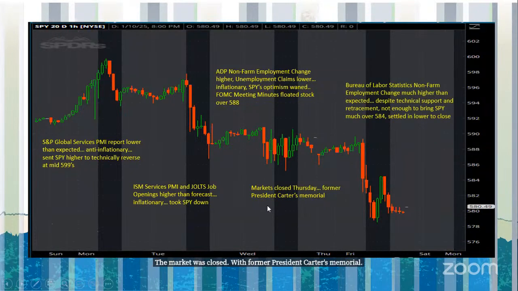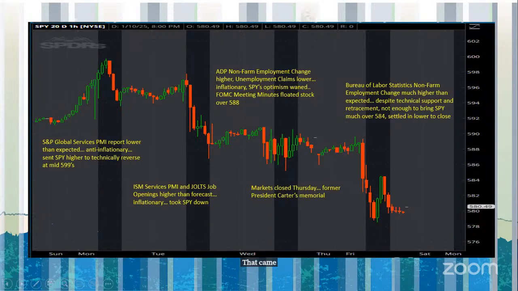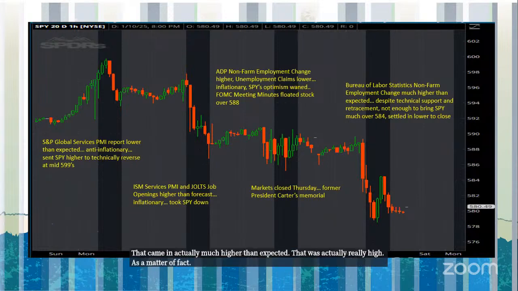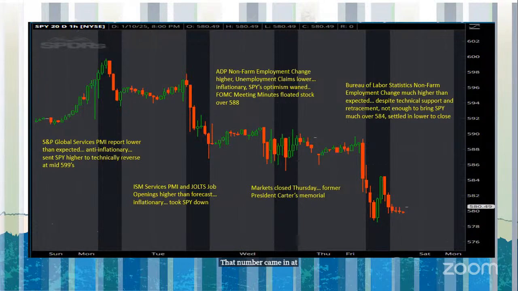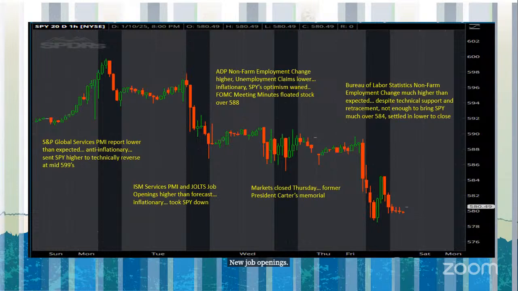And on Friday, the Bureau of Labor Statistics non-farm employment change, which is different than the ADP non-farm employment change, came in actually much higher than expected. That was really high. It surprised a lot of people. It came in at 256,000. They were expecting 164,000. Sorry, that's the change in the number of people that were employed the previous month. So I won't say it was twice as much, but it was quite a bit higher than they were expecting.